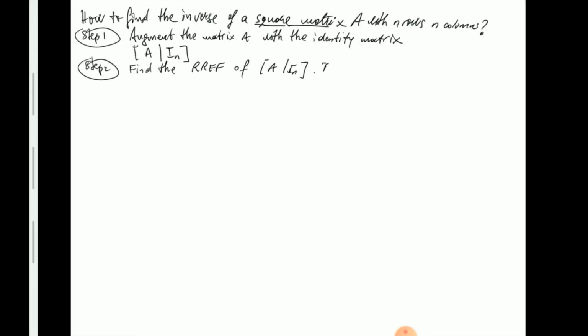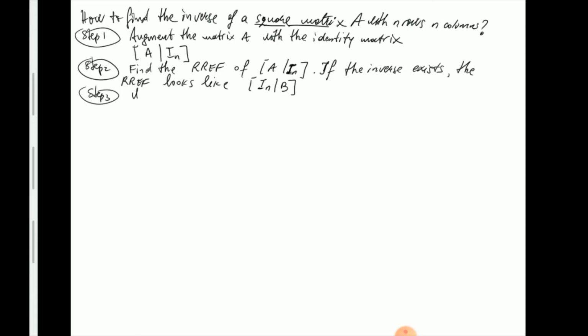If the inverse exists, the reduced row echelon form looks like the identity matrix to the left of the vertical bar. So you always end up with the identity on the left and some other matrix B to the right of the vertical bar. Anything besides that means the inverse doesn't exist. And again, I'll show you an example right away. So once you're done, the last step, of course, is to write the inverse to be B. So the inverse will be whatever is to the right of the vertical bar.